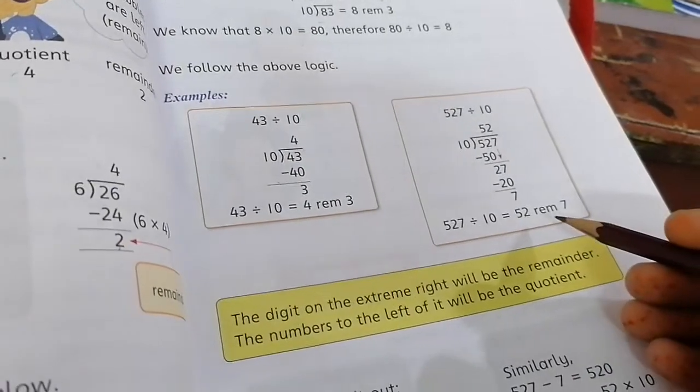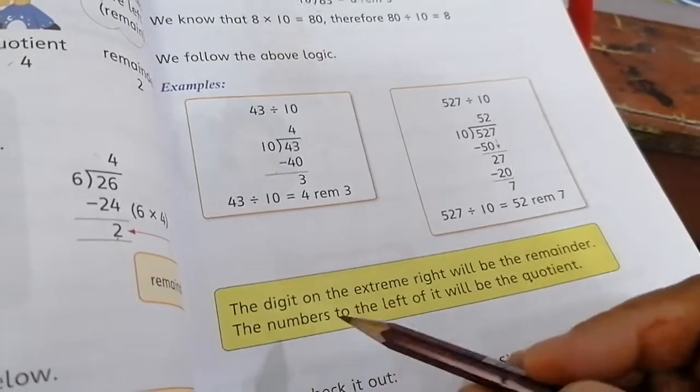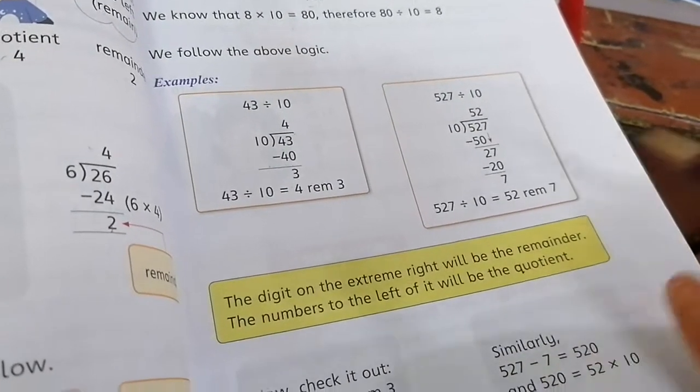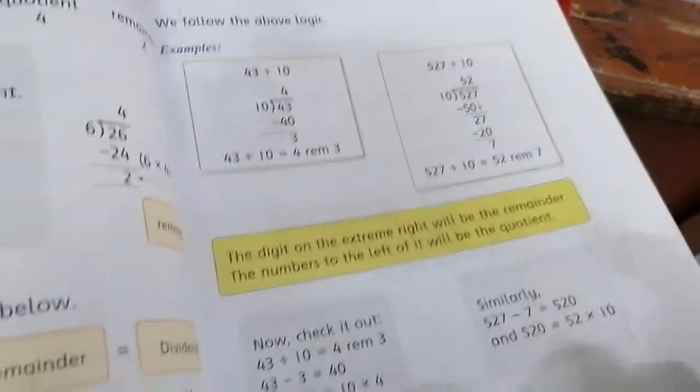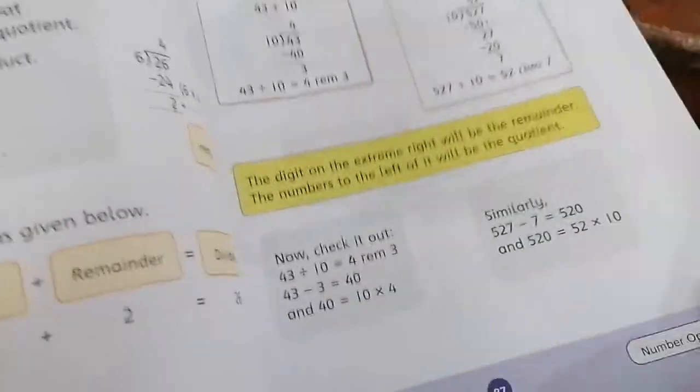One more example. You can see that the digit on the extreme right will be the remainder. The number to the left will be the quotient. Okay, these are the examples; you have to keep practicing them.